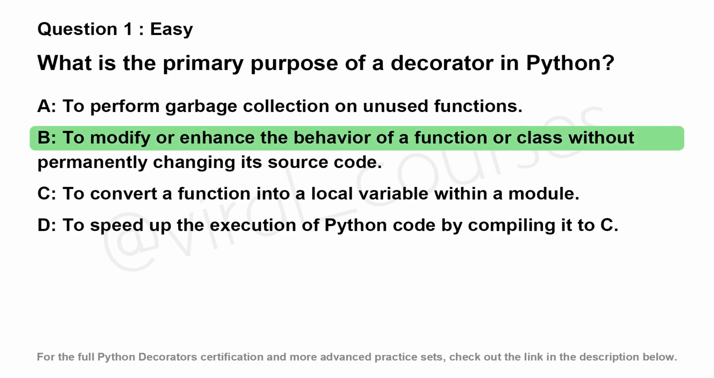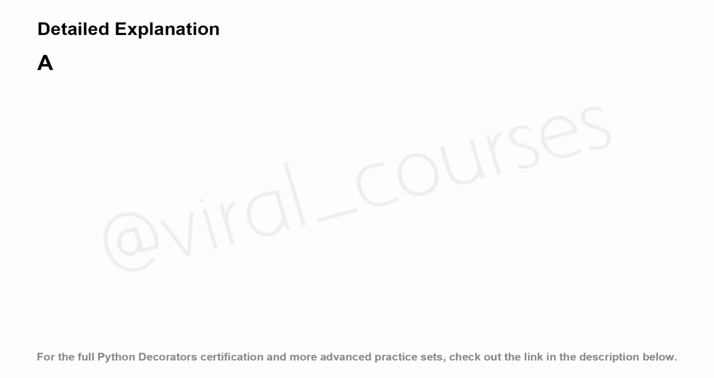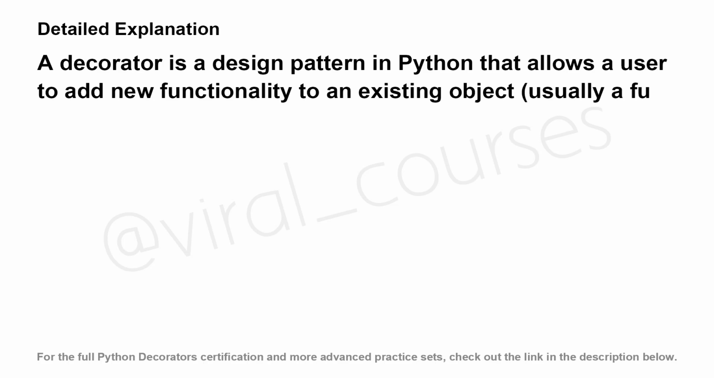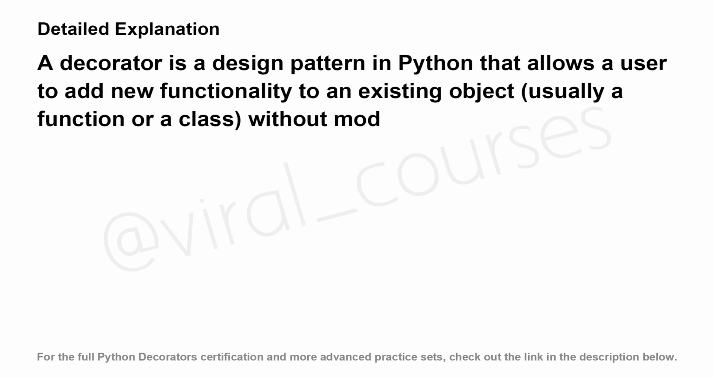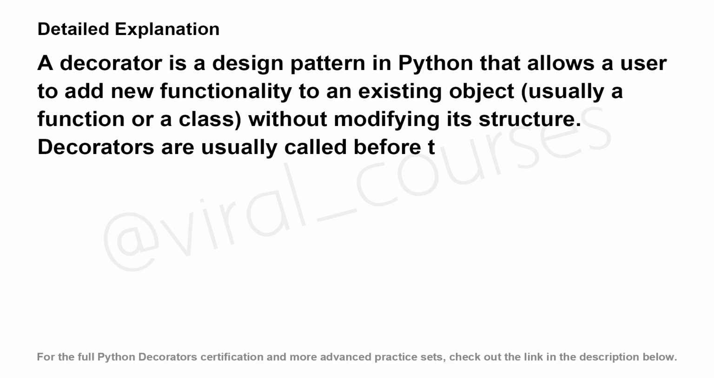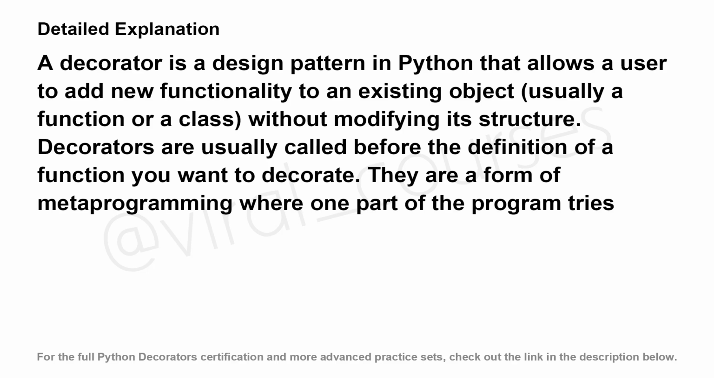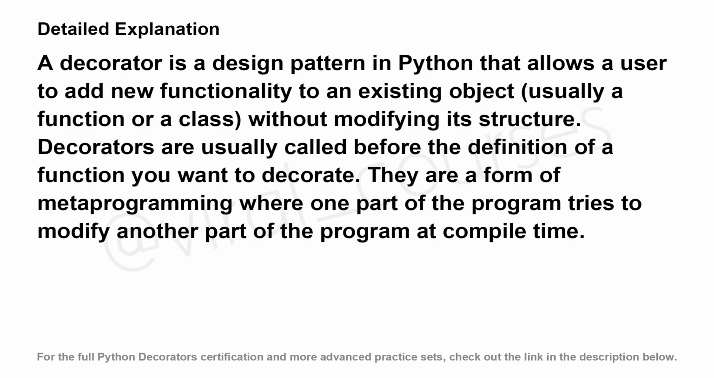The correct answer is B. A decorator is a design pattern in Python that allows a user to add new functionality to an existing object, usually a function or a class, without modifying its structure. Decorators are usually called before the definition of a function you want to decorate. They are a form of metaprogramming where one part of the program tries to modify another part of the program at compile time.